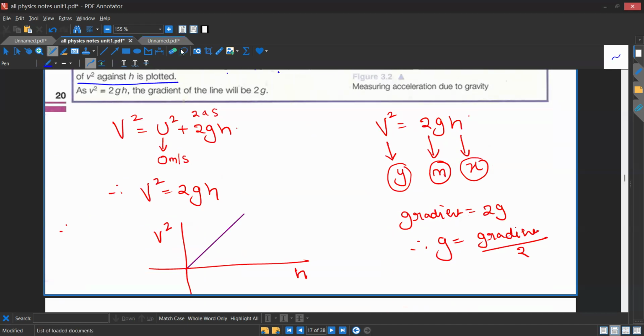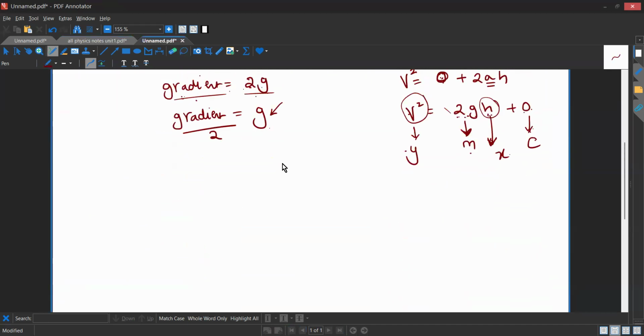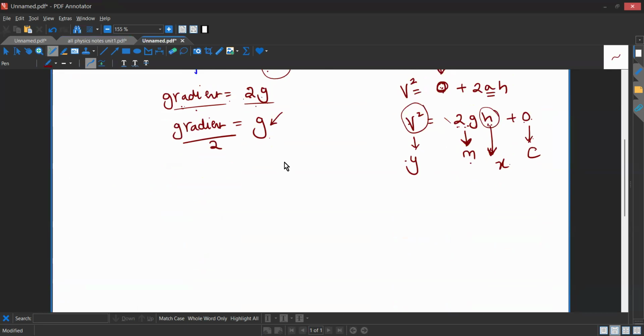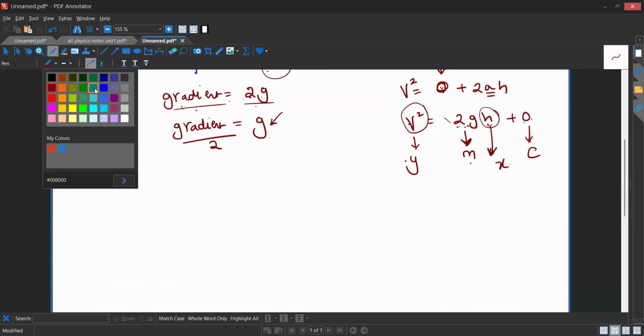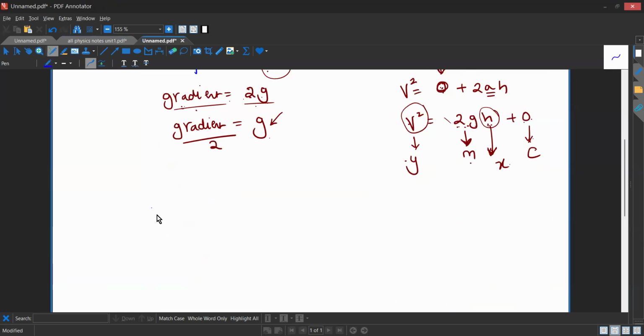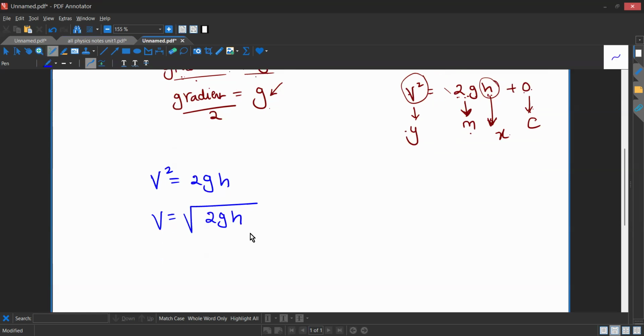Now, what if I modify this formula? What if in the examination they try to trick you and modify this formula for you? What will you do then? Let me show it to you. Can they make this formula look like V is equal to root of 2gh? Yes. So can I also write it in the form of V is equal to root of 2g into root of h? Can we do that?